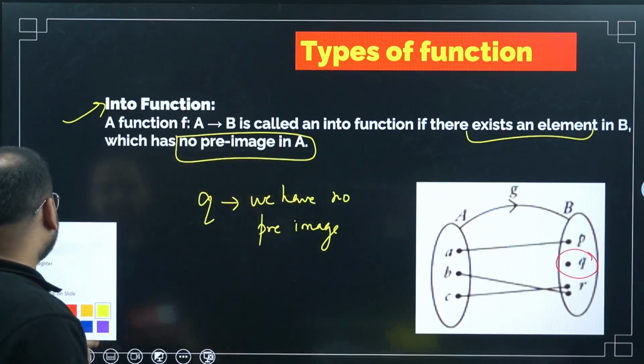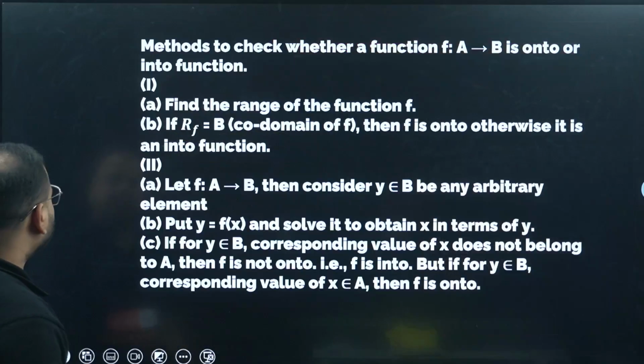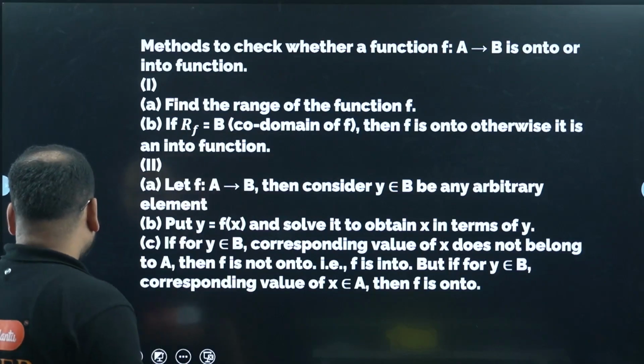Sir, what is the good thing about this slide? No other name. Onto has surjective, into has no other name. So one less thing to remember. Let's go. Good for me also.